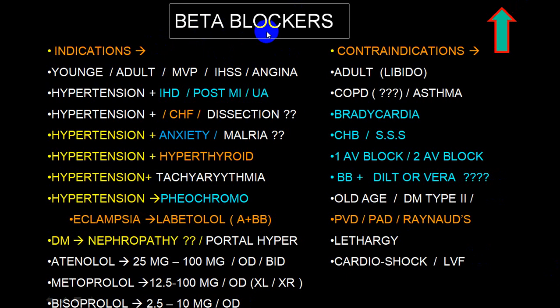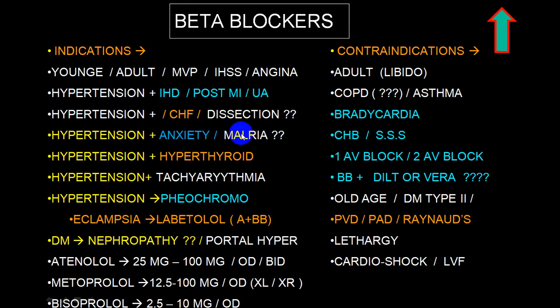Now we come to the beta blocker. Beta blocker is a fourth drug of choice, but it is very beneficial in young individuals, young adults, mitral valve prolapse, HOCM, hypertrophic obstructive cardiomyopathy, and in angina, or what we call stable angina, it is a drug of choice. Also, if the person is hypertensive with ischemic heart disease, post-MI, unstable angina, it is a drug of choice. In congestive heart failure, dissecting aortic aneurysm, in that also it is a drug of choice. In a person with anxiety also it is a drug of choice.